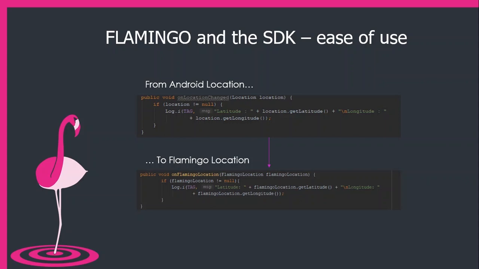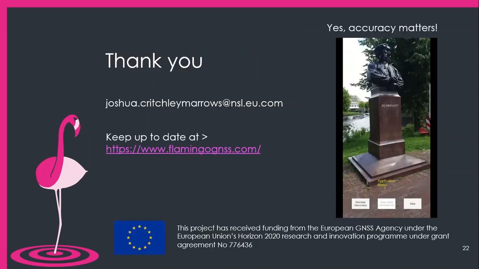And this slide here just essentially emphasizes the simplicity of Flamingo in your application. So essentially you go from Android location to Flamingo location. It's just a simple change of a method name and variable names, and you can get a much more accurate location from it.